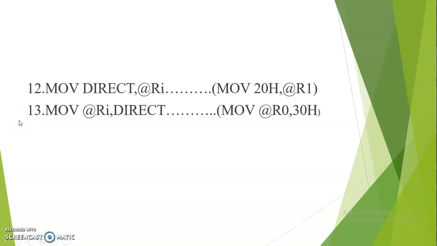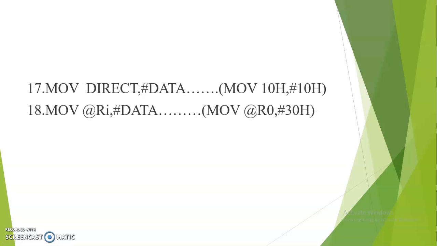Now the next combination is MOV @Ri, direct. What will this particular instruction do? This will copy the contents of the direct address specified in the instruction to the memory location which is pointed to by the Ri register of the selected bank. Meaning at 30H there are some contents. Those contents are copied to an address, and that address is written in R0 of the selected register bank. We'll see the next combination.